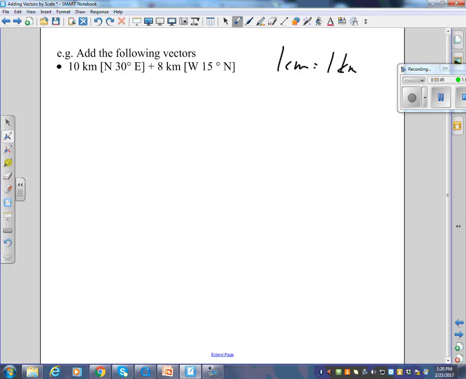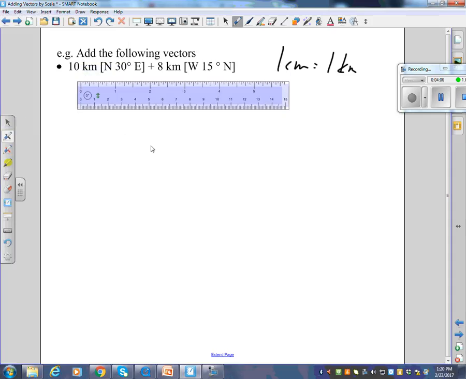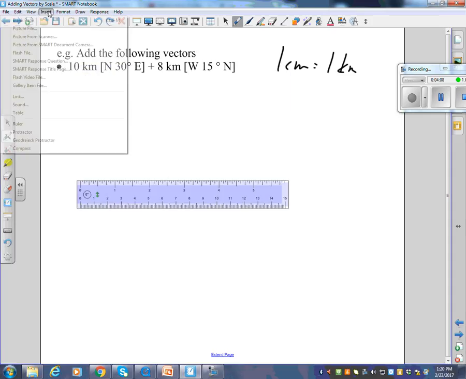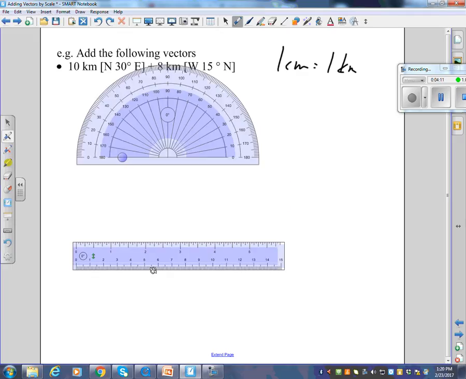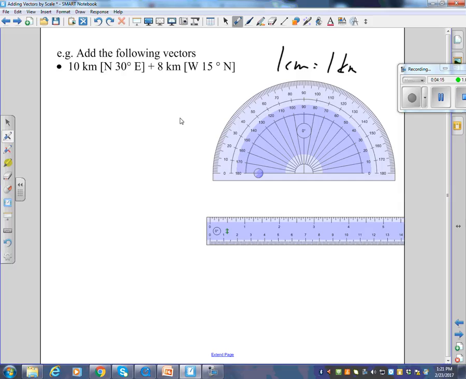You must start your scale with 1 centimeter equals. Remember me saying that too? That's another common mistake. Half mark off on the test, guaranteed. Do it right. If it says 1 centimeter equals, do it right. Okay, so now we're going north 30 east. Now I'm going to need a ruler and a protractor too. There's my ruler. There's my protractor.